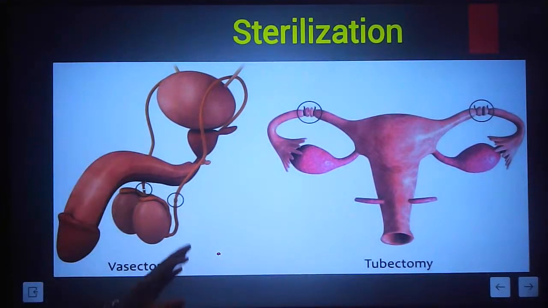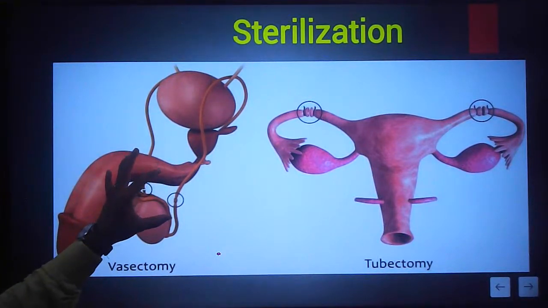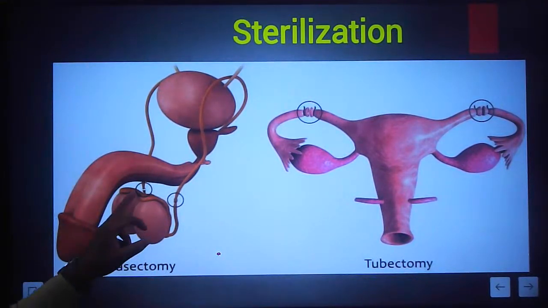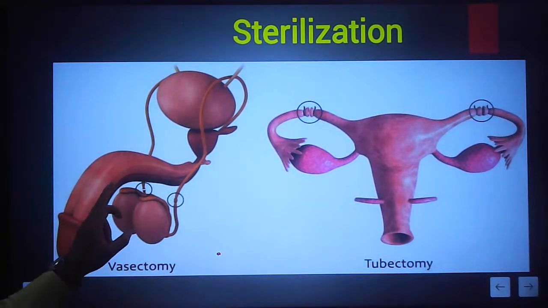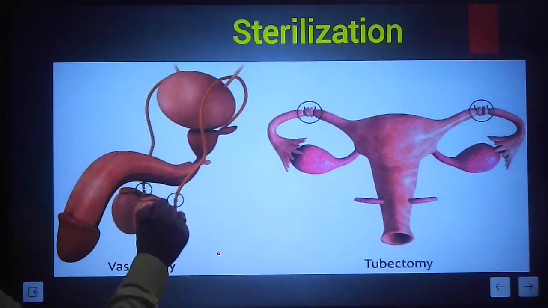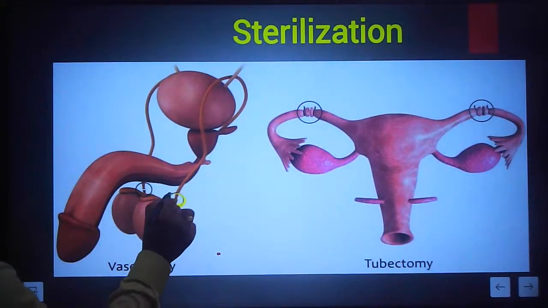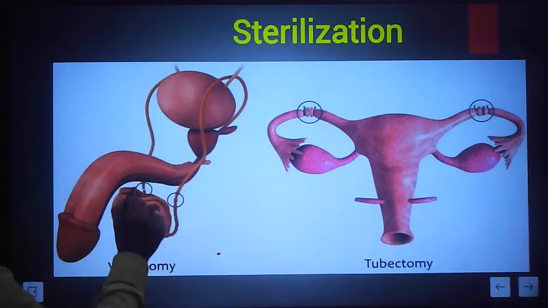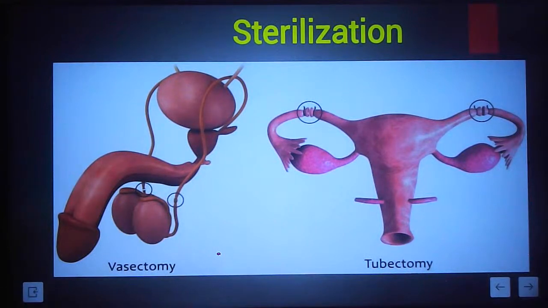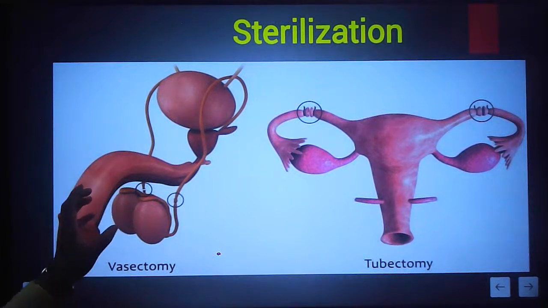When you go for the procedure, it's not a lengthy one. It's a very short procedure in the case of males, taking 15 to 30 minutes maximum. Here you can see the testis and the vas deferens. The vas deferens is cut and tied. Within 15 to 30 minutes, the vasectomy procedure gets completed.